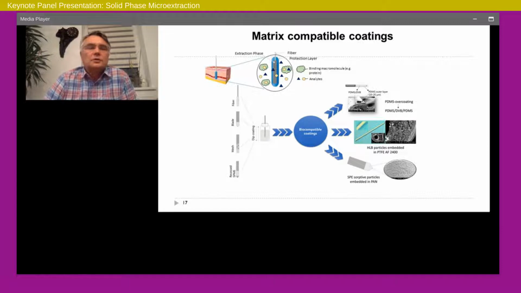So how do we now incorporate this approach, direct extraction and clean extraction? Basically here it is shown what we do. We basically have the fiber, as you can see in the upper part of the slide, which has a coating. The coating is surrounded by the protection layer. Okay?